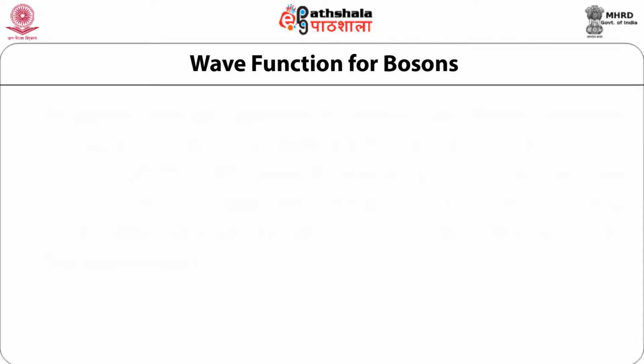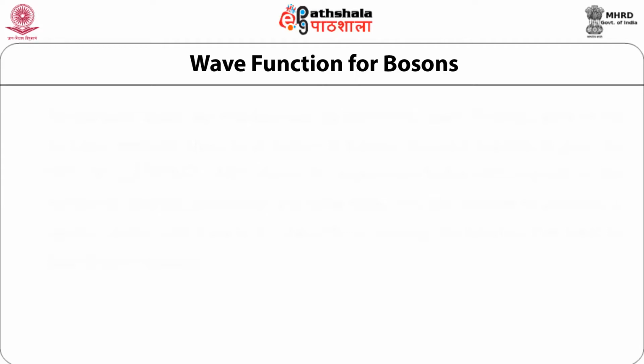Wave function for bosons. Now, like we discussed earlier, half integral spin particles are fermions, while particles which have zero or integral spins are bosons. So let us now discuss how we can write down the wave function for a system of particles which are bosons.